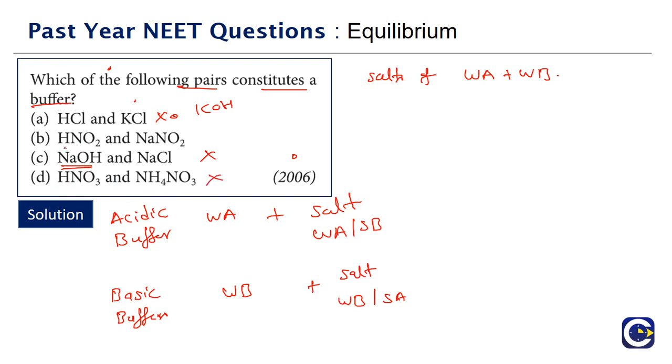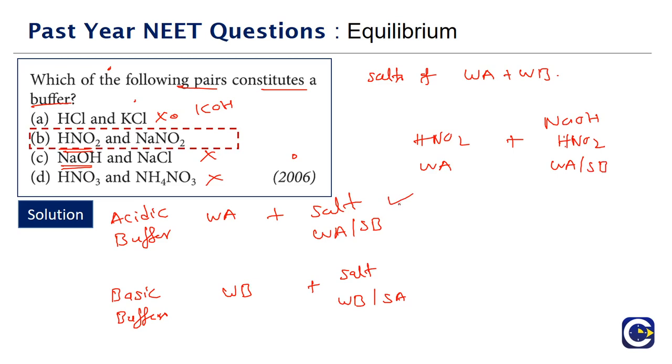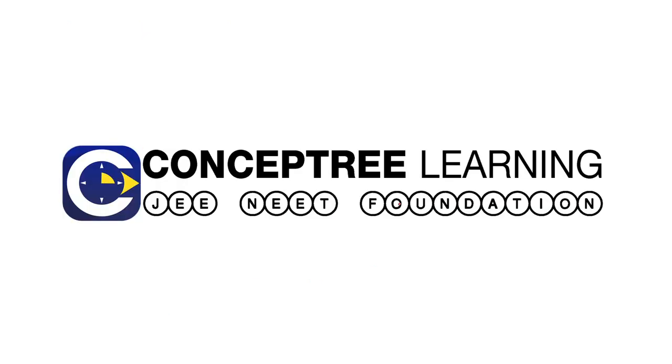Option B, HNO2, which is a weak acid, plus NaNO2. What is NaNO2? It's a salt of NaOH and HNO2. It's a salt of the weak acid with a strong base. So this is the acidic buffer. So the one that is a buffer solution among the given is option B, and that will be an acidic buffer. So this is about this part, and we'll see in the next part.